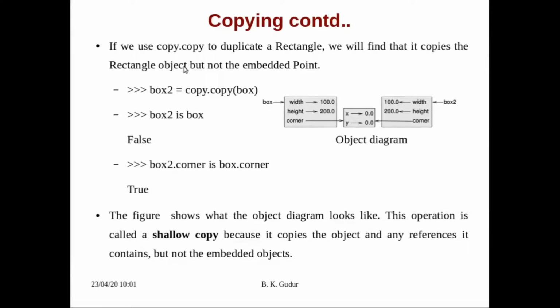If we use copy to duplicate a rectangle, we'll find that it copies the rectangle object but not the embedded point. So if you see, we have created a box called rectangle, which has 3 attributes, as we know: width, height, and corner. And corner is nothing but a point object which has 2 attributes, x and y. So we are going to copy the box and see what the impact is. When we copied one point to another, p2 had the same data as p1. Let us copy a rectangle object and see what the effect is.